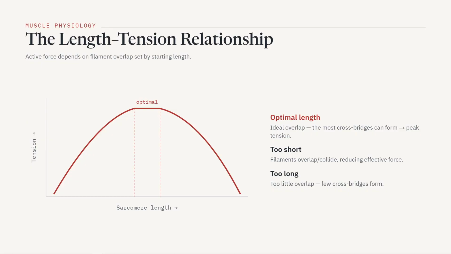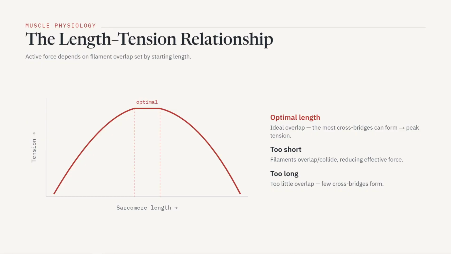There's one more factor that sets how much force a muscle can generate, and it's built into the geometry, the length of the sarcomere before it contracts. Force depends on how much the thick and thin filaments overlap, because overlap determines how many cross bridges can form. There's an optimal length right in the middle, where overlap is ideal. The maximum number of cross bridges can engage.